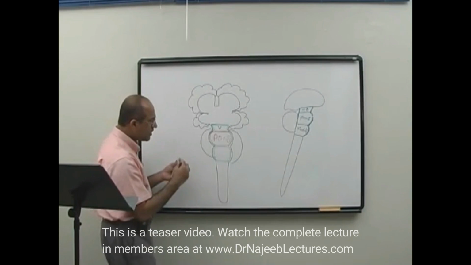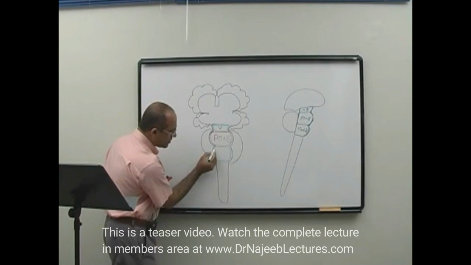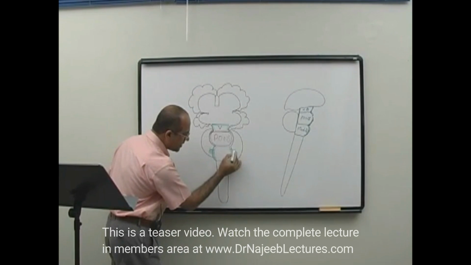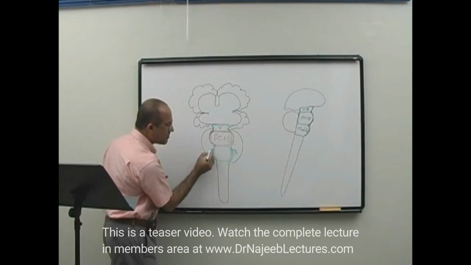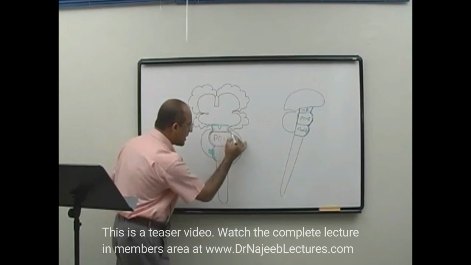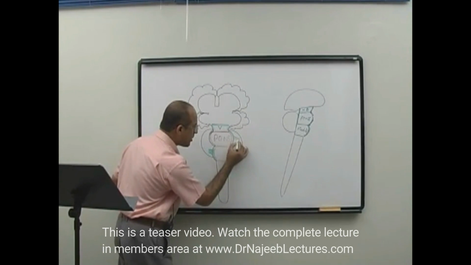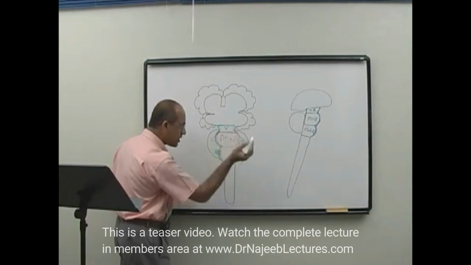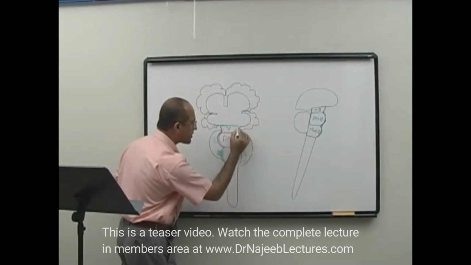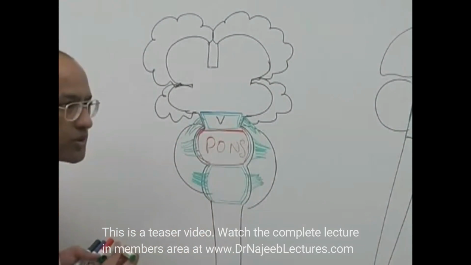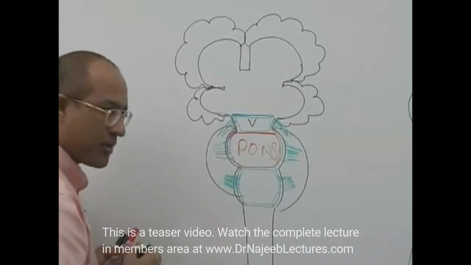Now, there are some fibers which are connecting the, what is this? Medulla with the cerebellum. This is called the inferior cerebellar peduncle. And then there are connections between the pons and cerebellum. What is it? Middle cerebellar peduncle. And there are connections between the midbrain and cerebellum. What is it? Superior cerebellar peduncle.